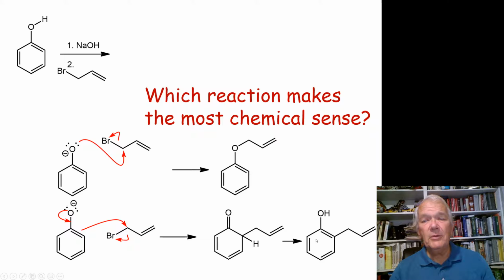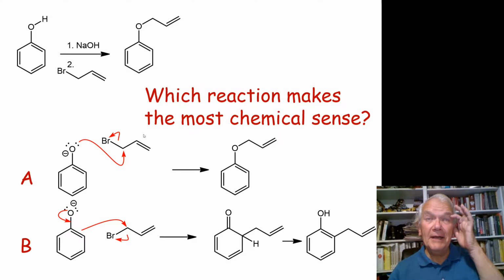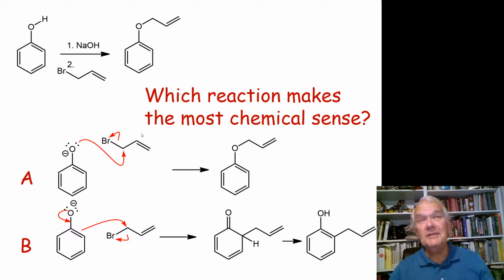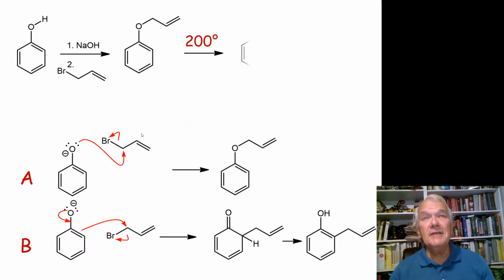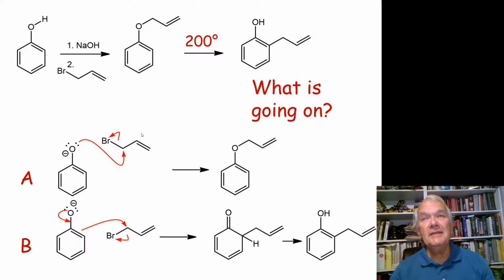Well, that looks pretty weird, but what does really happen? Well, of course the first reaction happens. A is the one that we get. So we have this guy. But the interesting thing is, if you heat this up to 200 degrees, we get the product from reaction B. So what in the world is going on? Well, it's a pericyclic reaction. And to understand this, what we have to do is simply look at the mechanism.